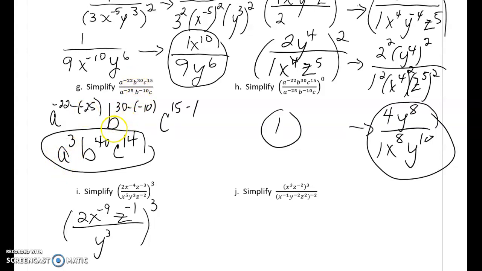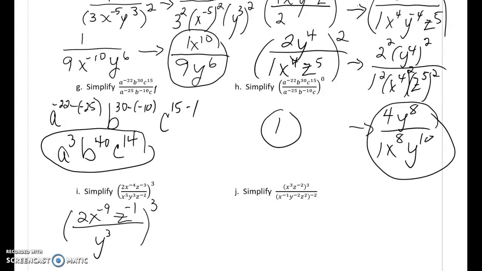With the b's, keep the base, subtract top minus bottom exponent. Got b to the 40th. And then for the c's, keep the base, subtract top minus bottom exponent. Okay, remember, when there's no exponent that you see, you assume it to be 1. And so I get c to the 14th.